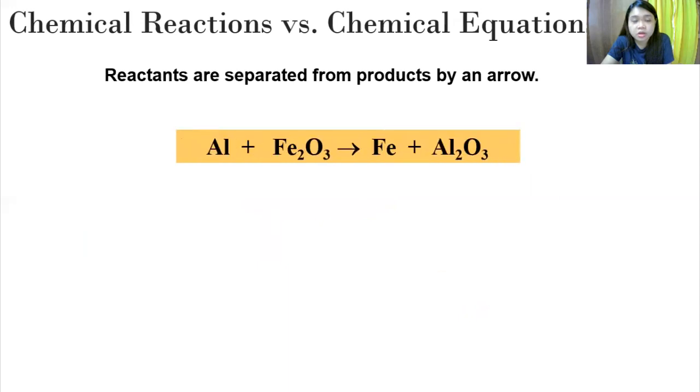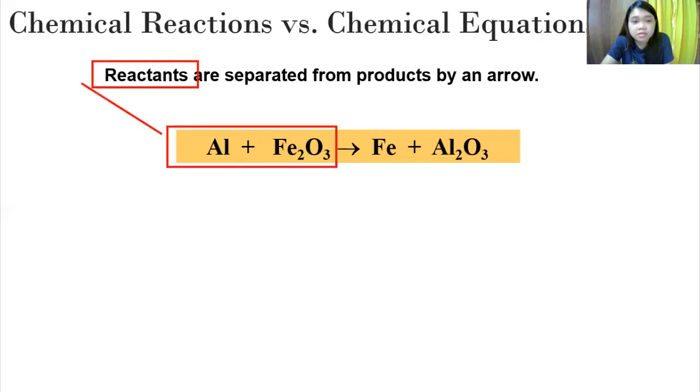Also, reactants are separated from products by an arrow. As we have seen earlier, we separate reactants from products by an arrow. In our reaction between aluminum and ferric oxide, we also separated them to indicate that the aluminum and ferric oxide are the reactants, and the iron and the aluminum oxide are the products.